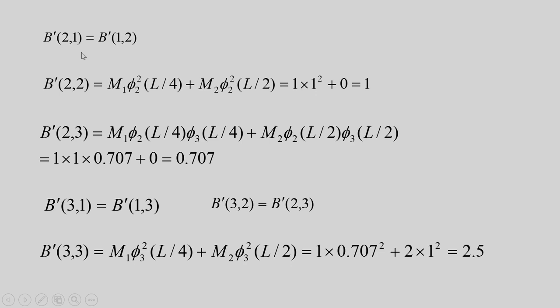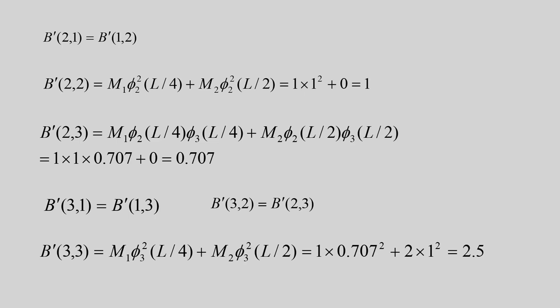Similarly, B prime 2, 1 is equal to B prime 1, 2 because of symmetry. And the other diagonal term, B prime 2, 2, is M1 phi 2 square plus M2 phi 2 square. This phi 2 is calculated at L by 4 and L by 2, and its value is coming as 1. B prime 2, 3, the interaction between second and third mode, has modal values calculated at L by 4 and at L by 2 where the mass is located. So M1 phi 2 at L by 4, phi 3 at L by 4 plus M2 phi 2 at L by 2, phi 3 at L by 2, and its value is 0.707.